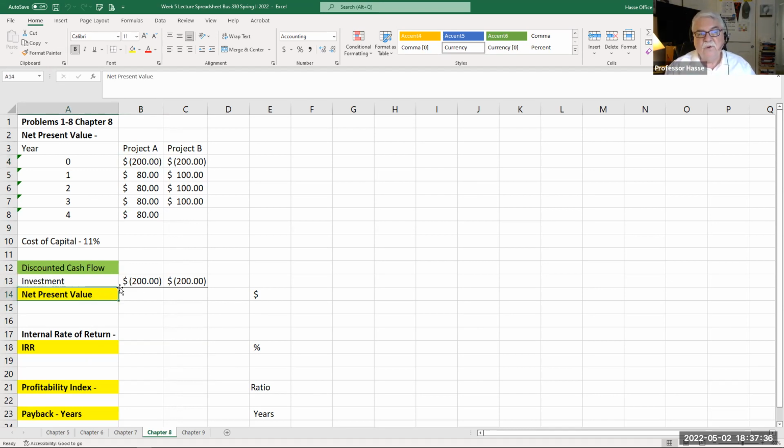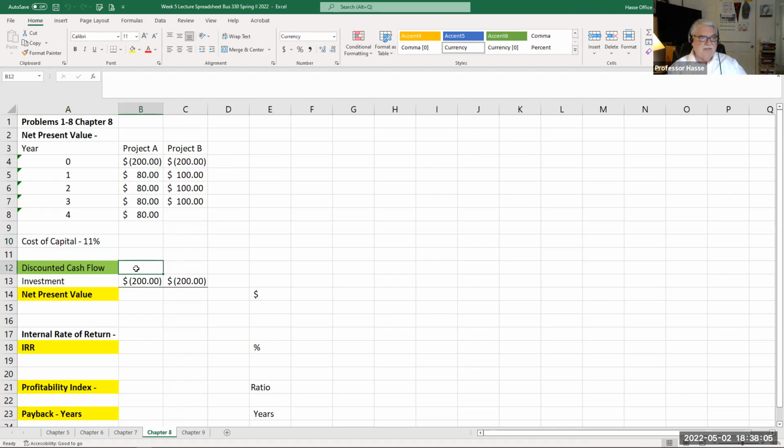In other words, we're going to determine the discounted cash flow. In other words, take these $80 a year in the next 4 years and discount them back to today, year 0, and compare it to the $200 investment. And the discount rate is the cost of capital, 11%. This is called the net present value calculation or return analysis from chapter 8. So watch what I do.